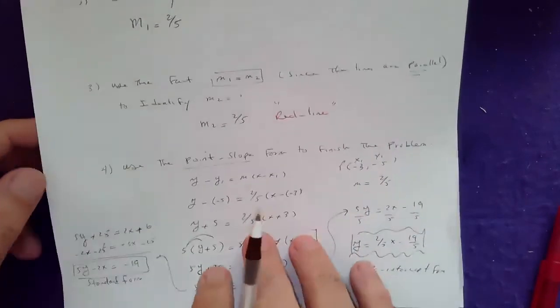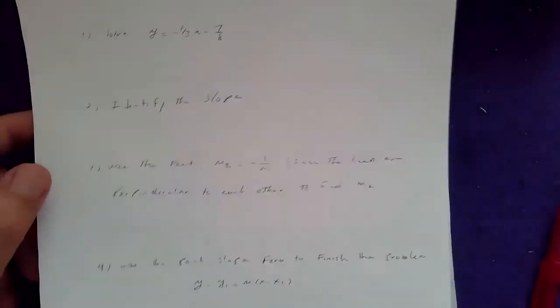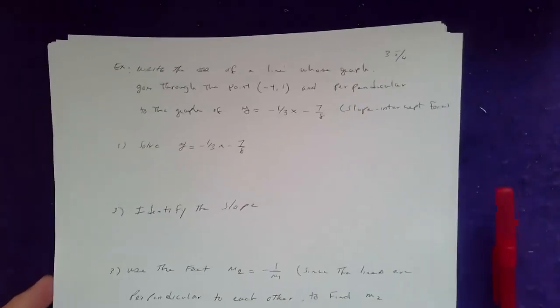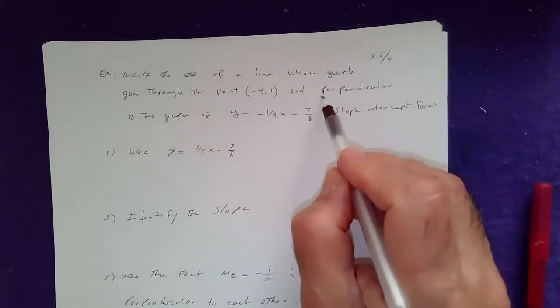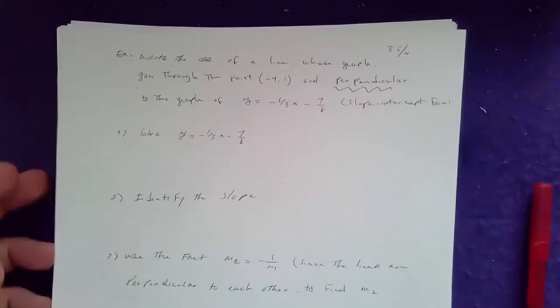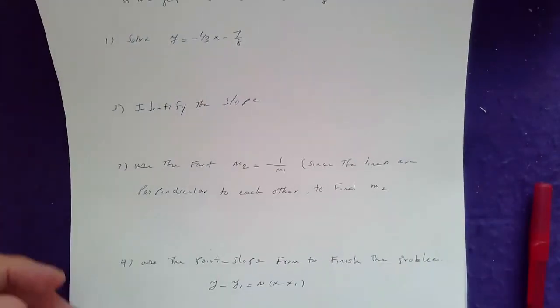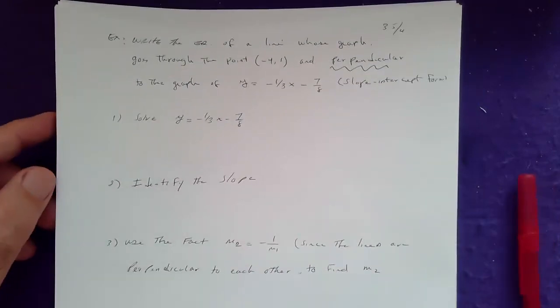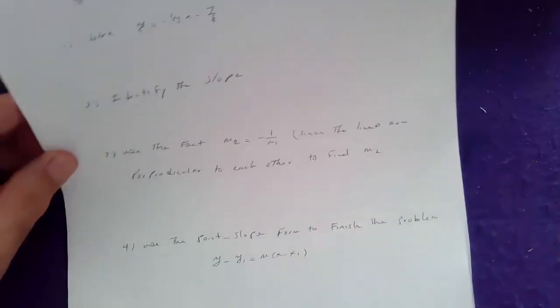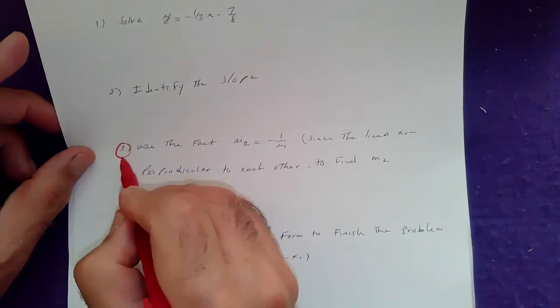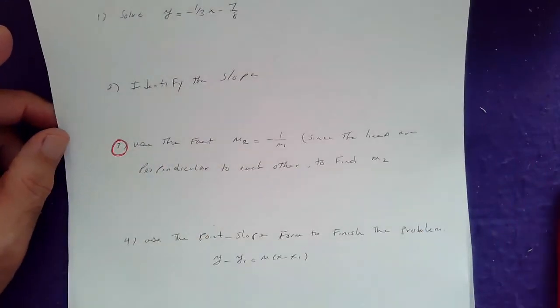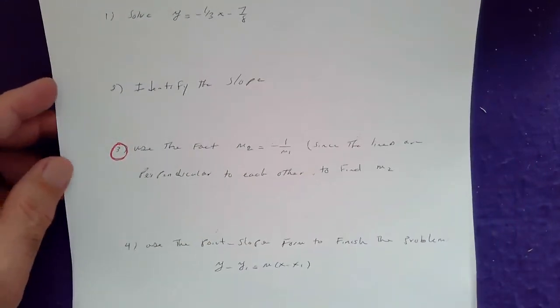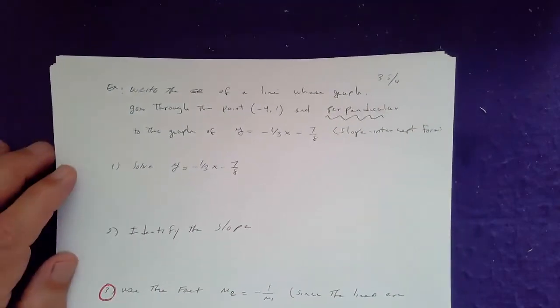So that's how you do parallel. How would you do the problem if the word parallel changes into perpendicular? You still have to follow these 4 steps. So the only difference is step number 3 when you try to identify slope of line number 2. That's the only difference. Everything else pretty much the same.